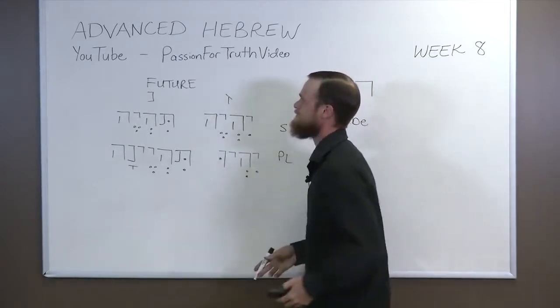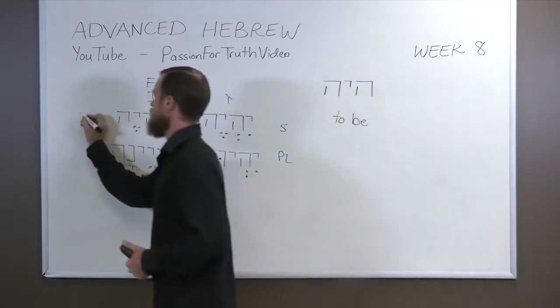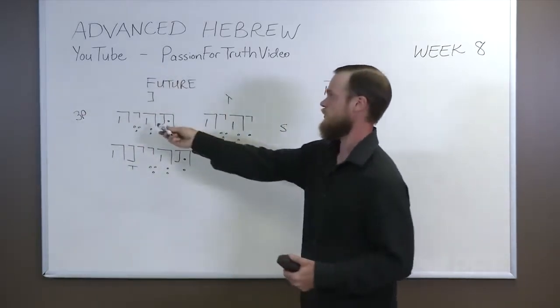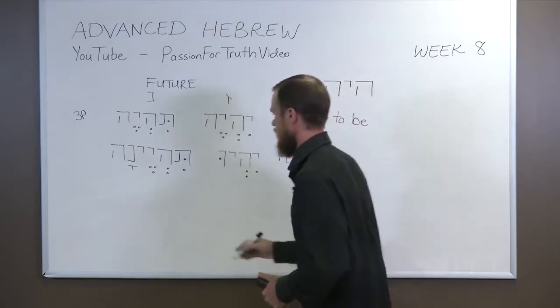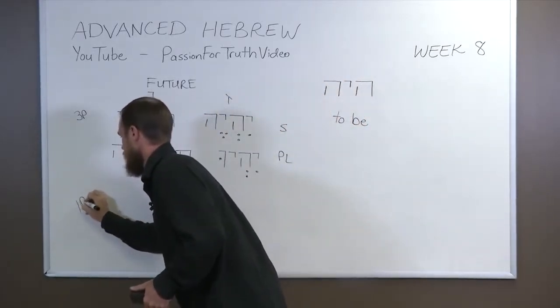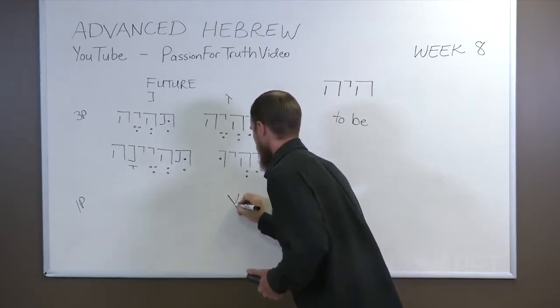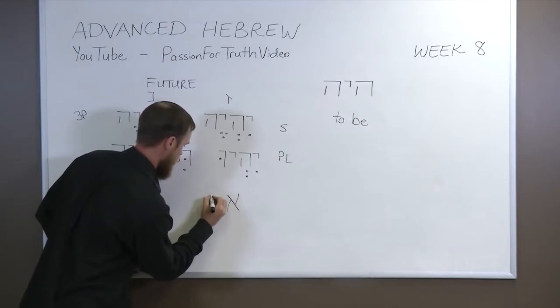So that's the future tense, third person. Masculine singular, masculine plural, feminine plural. And just for kicks, I'll include the first person also. Actually, there's a reason I included the first person. It was to go on a bit of a rabbit trail right here.